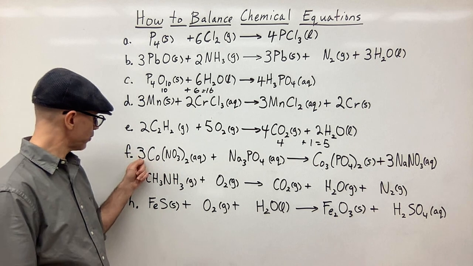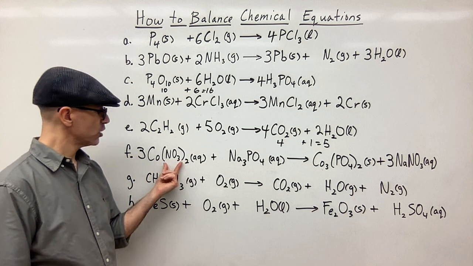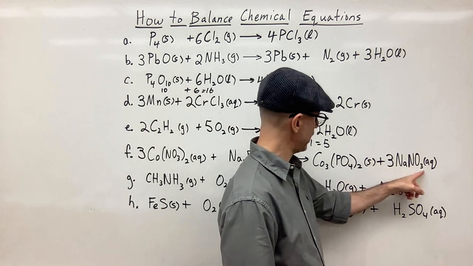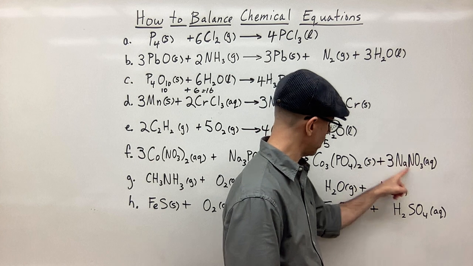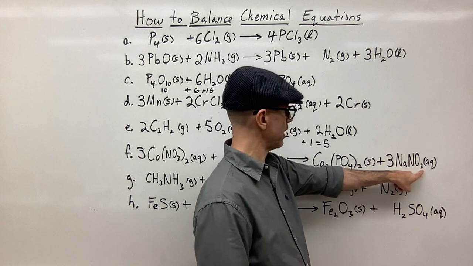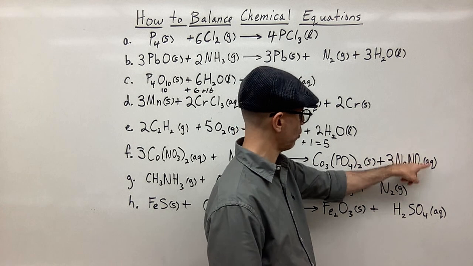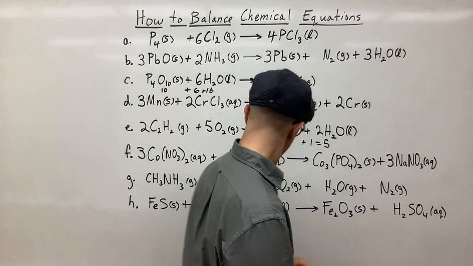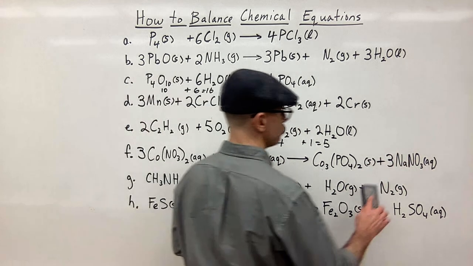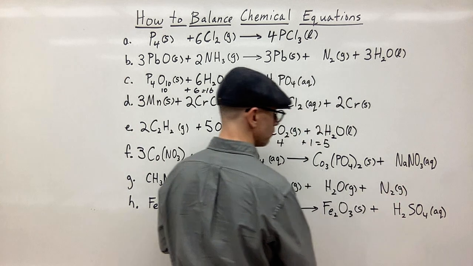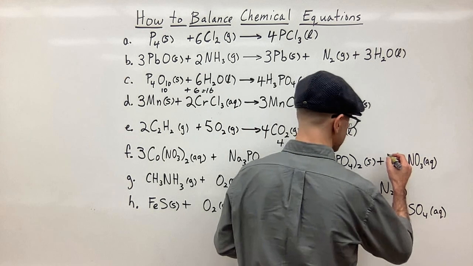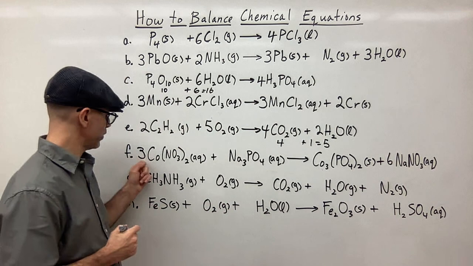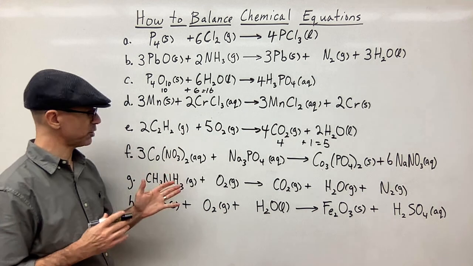So here I have 3 times 2 is 6. So I have 6 nitrates. Over here, I only have 3 nitrates. 3 times 1. Don't multiply by that 3. That 3 is part of the formula for your nitrate. So I have 1 of these times 3. That's 3. So I got to change this to 6. Because 6 times 1 is 6. And here I have 3 times 2 is 6. So now my nitrates are balanced.